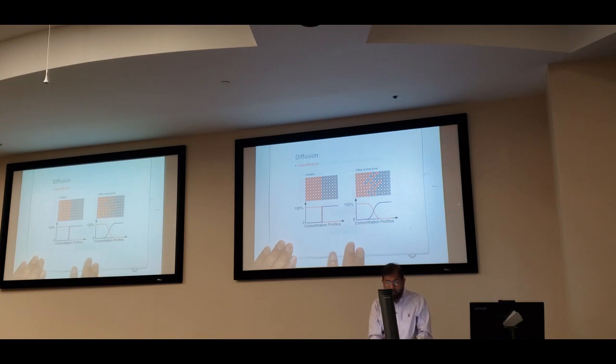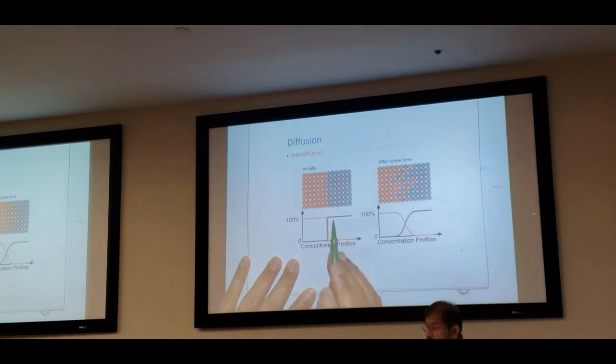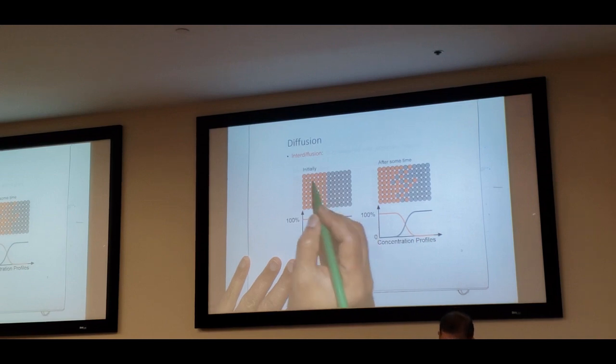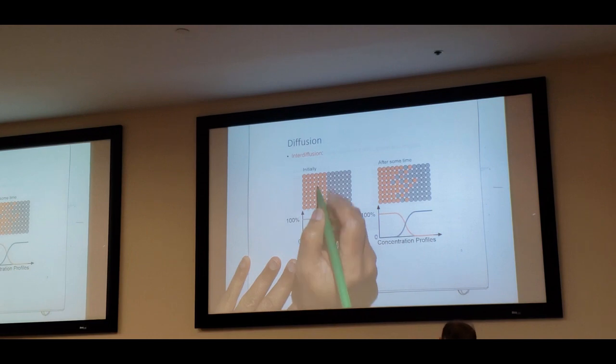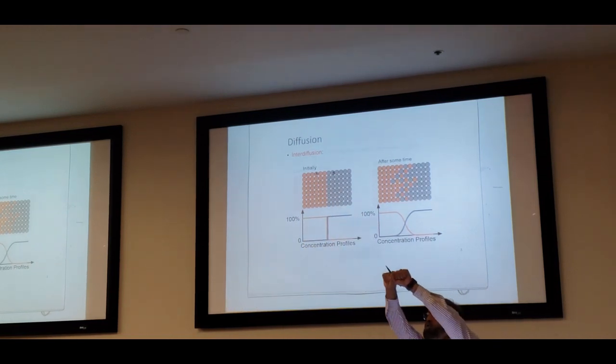So, interdiffusion. What is interdiffusion? This could be a single element itself, or it can be two metals, metal A and metal B. This is the interface of metal A and metal B. You are metallurgically joining two metals. These two metals are joined together.